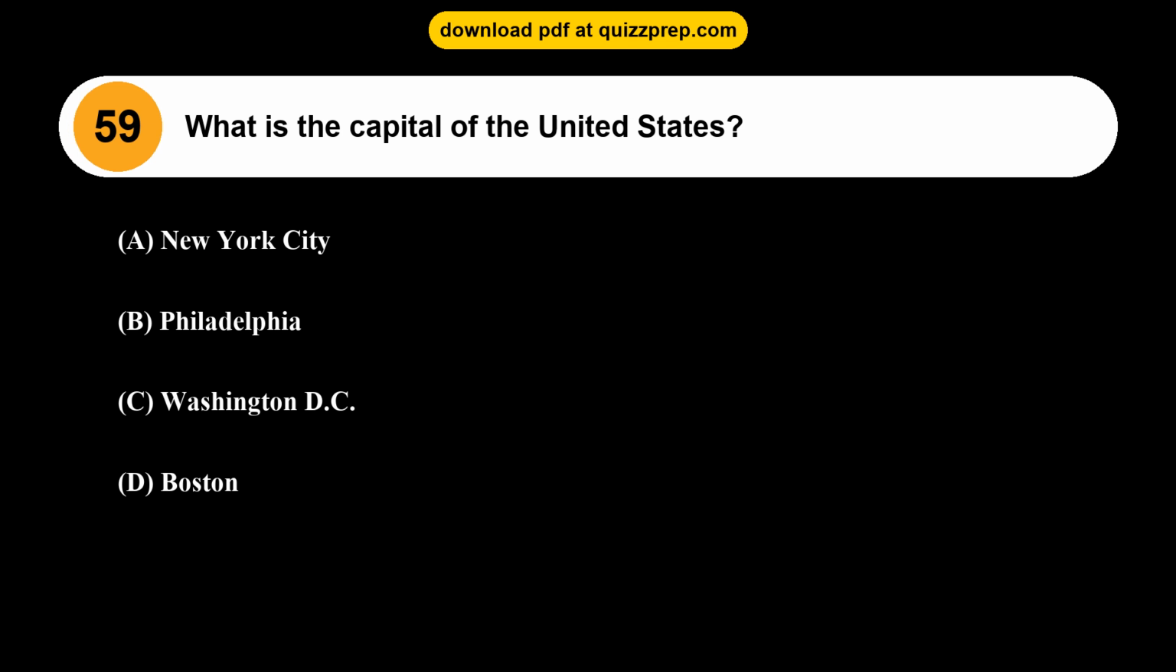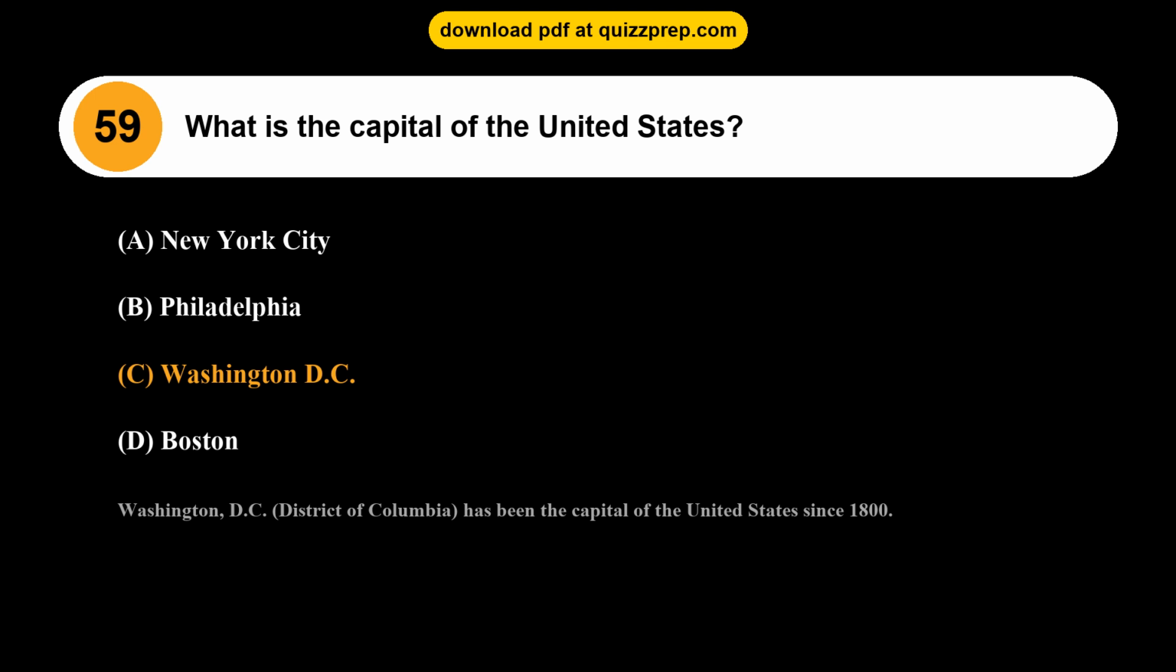Question 59. What is the capital of the United States? Option A, New York City. Option B, Philadelphia. Option C, Washington, D.C. Option D, Boston. The correct answer is option C, Washington, D.C. Washington, D.C., District of Columbia, has been the capital of the United States since 1800.